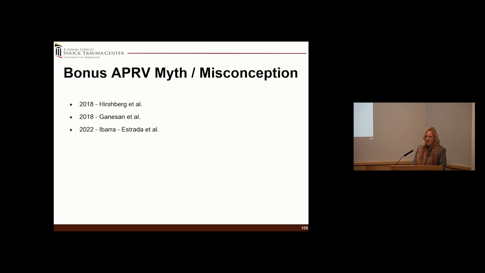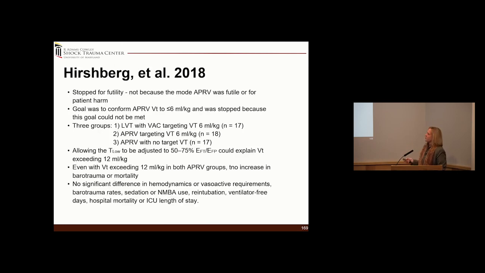We reviewed these 3 studies in particular because they have been of great interest lately, I believe, on Twitter and some of the other blogs where they talk about these 3 trials. The first one was the Hirschberg trial, and a lot of people say it was stopped for harm because of the high tidal volumes. It was stopped for futility, not harm. It was not because the mode was futile. It was because the goal was not met.